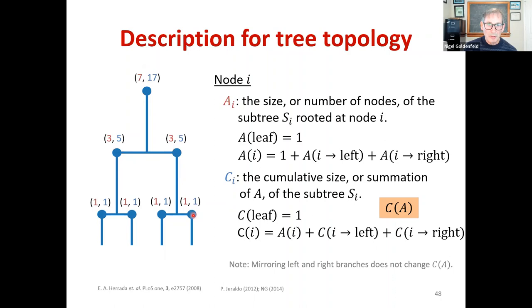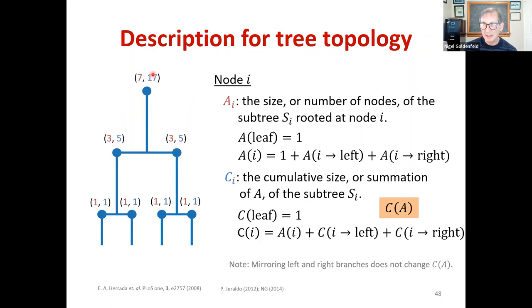So if we construct that number from this node over here, it just has itself, so you just get one. This one over here has its own node number three, plus these two cumulative node numbers down here, so you get five. And this one over here has itself, plus the sum of these two node numbers, 5 plus 5 is 10, so that gives you 17. And that's how you construct this number.